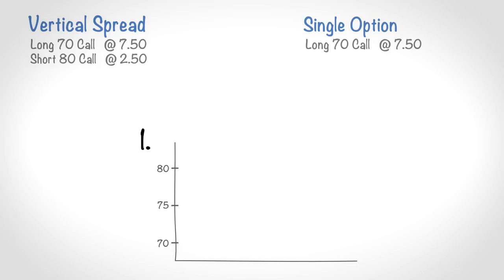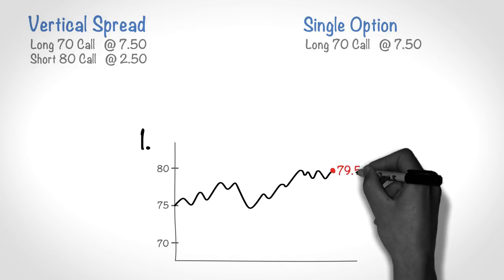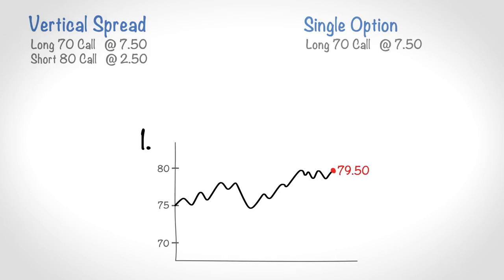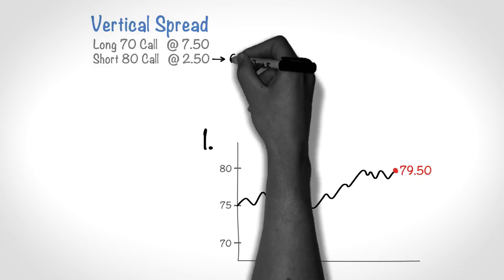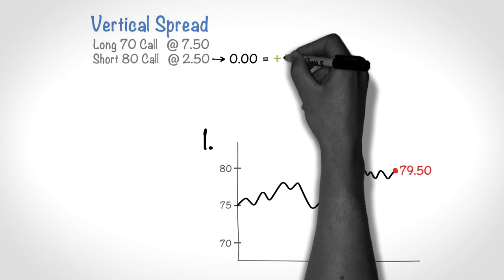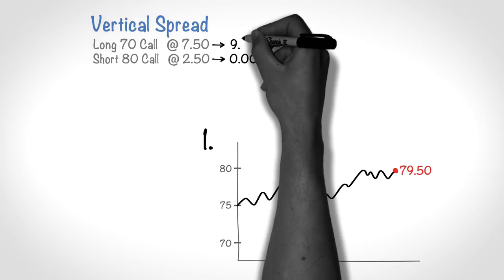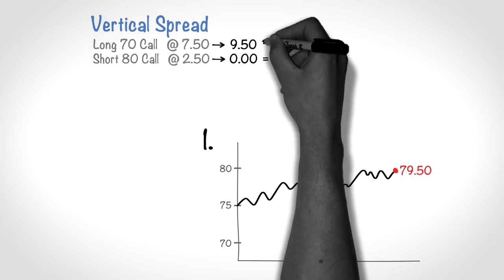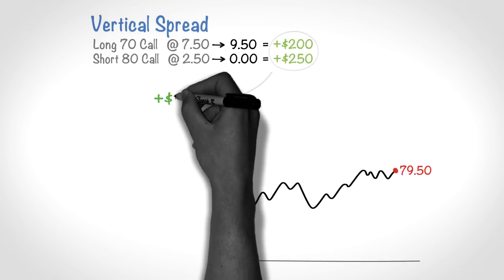Scenario number 1. XYZ stock price has moved up, and at the expiration date, it's at $79.50 per share. First, let's look at the 70-80 vertical spread. The short 80 call that you sold for $250 would now be worthless because it's out of the money. So you made $250 on the short 80 call, and the long 70 call you bought for $750 is now $9.50 in the money, so it's worth $9.50. So you made $200 on the long 70 call, so your net profit is $450.